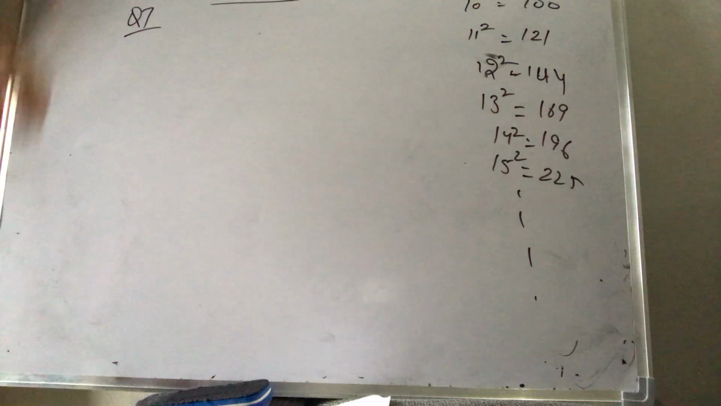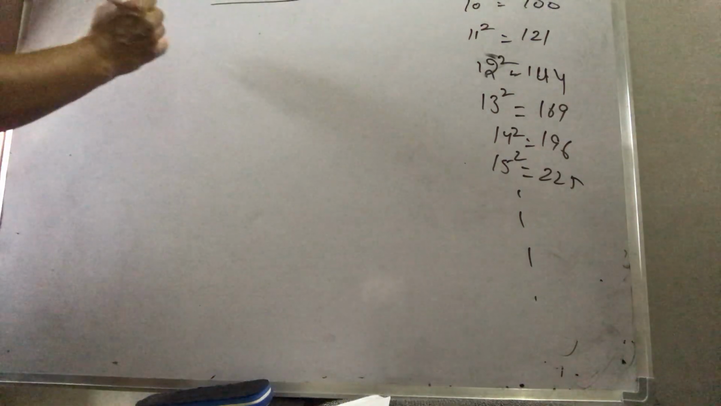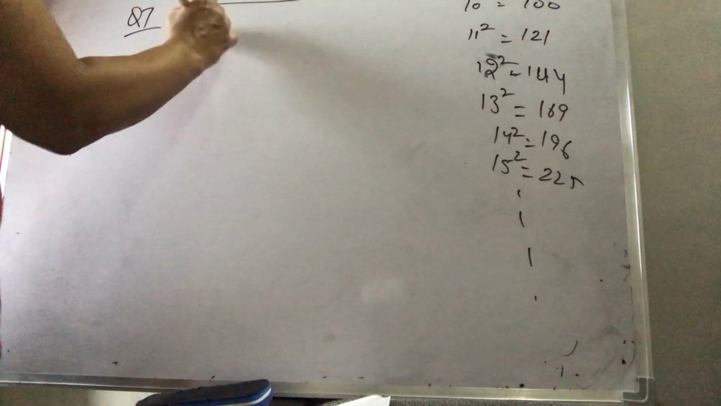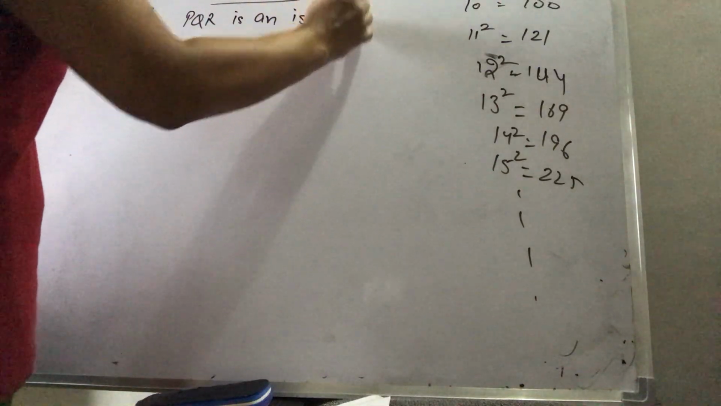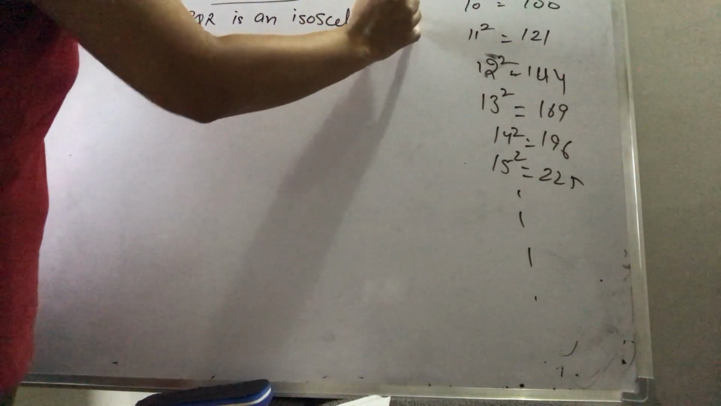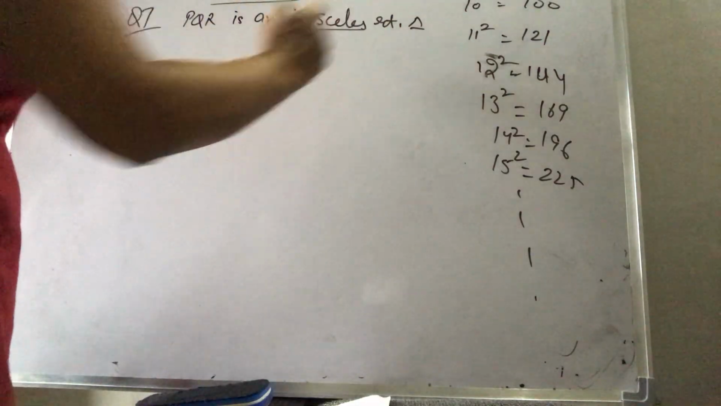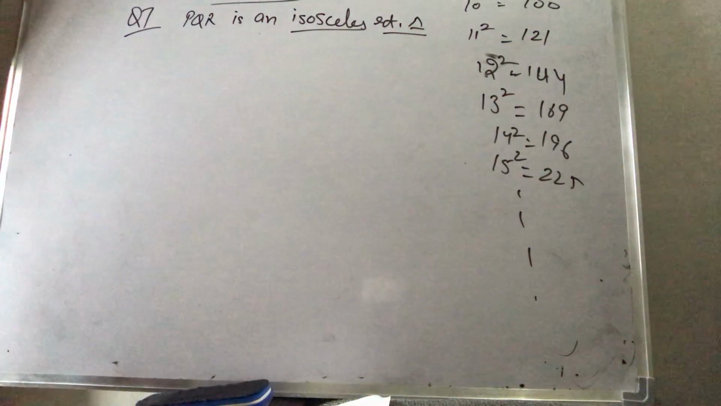Let's complete exercise 10.2. We are starting from question number 7. In question number 7, we are given that PQR is an isosceles right triangle. Isosceles means two of the sides are equal, and right triangle means one angle is of 90 degrees.